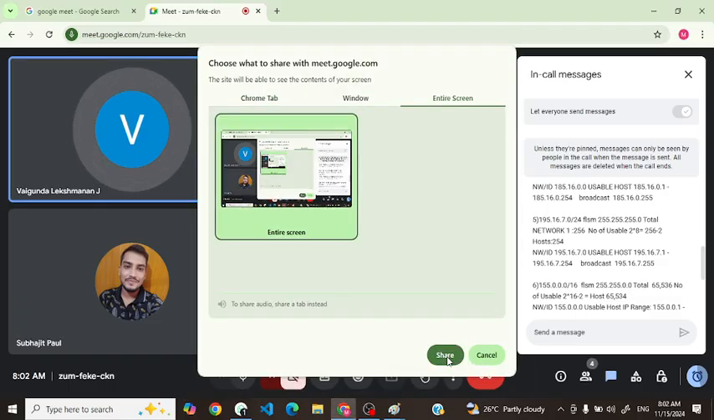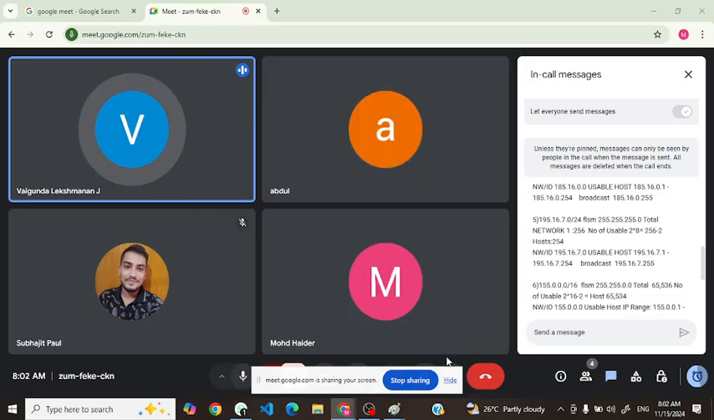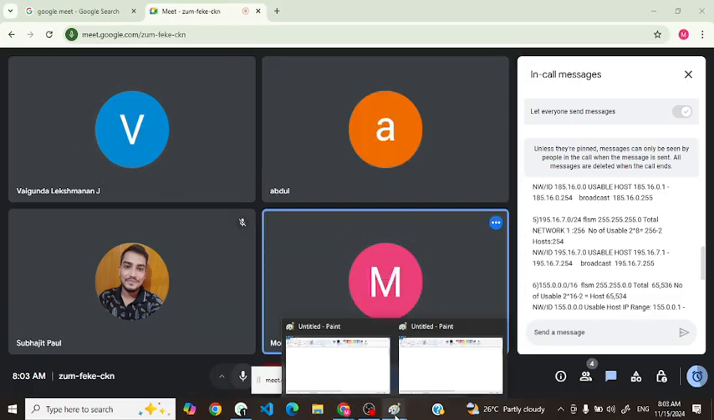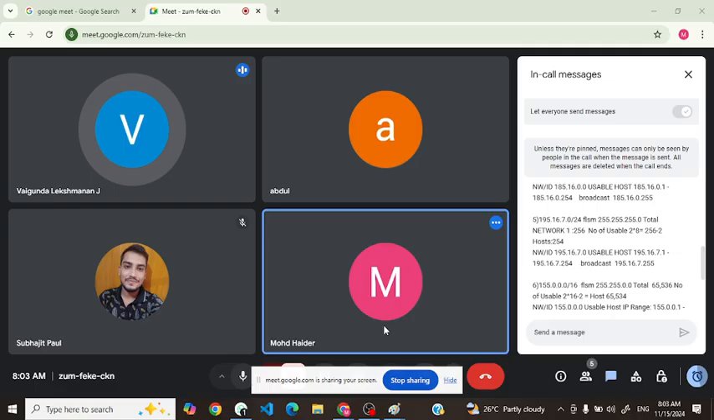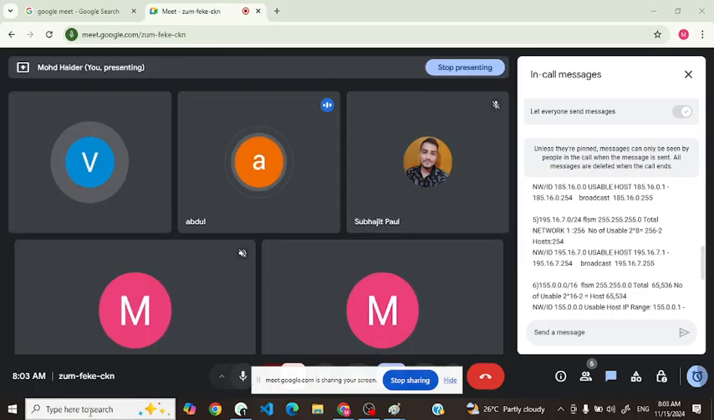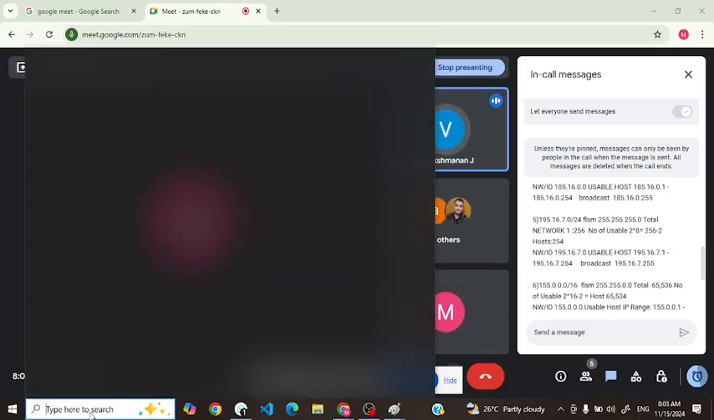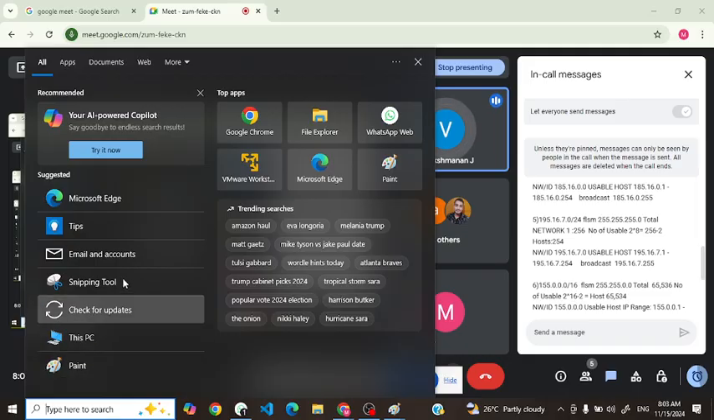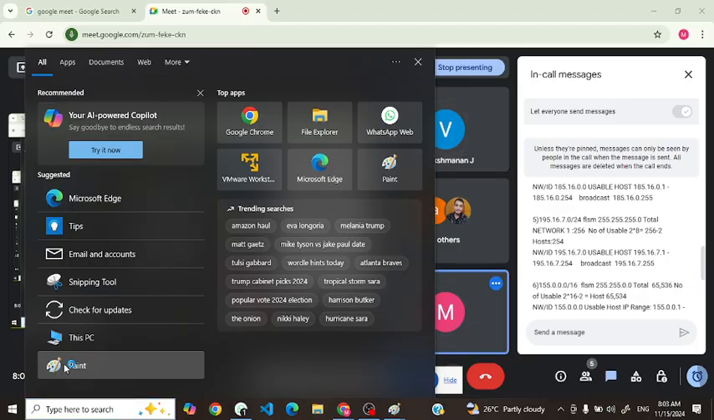Sir, I have one more doubt. Whenever the default CIDR value is like class 24, then the IP address is also class C. When both of them have the CIDR 24 by default, then we can say the IP address is class C. Am I correct? 1 minute.